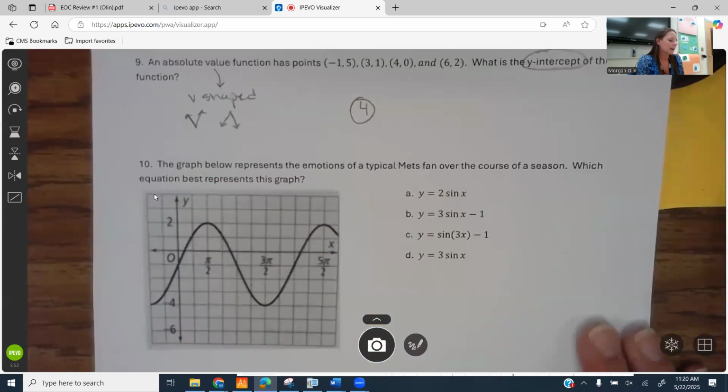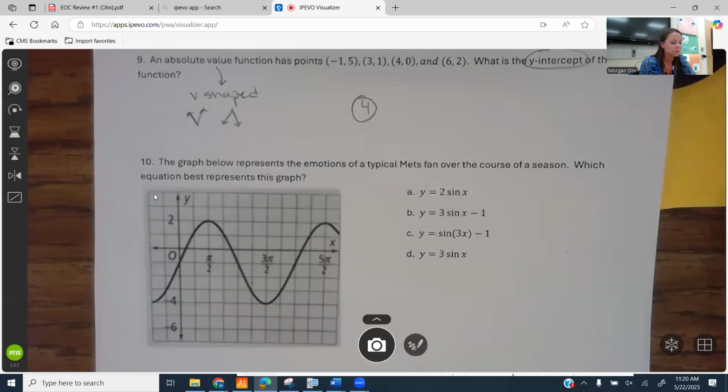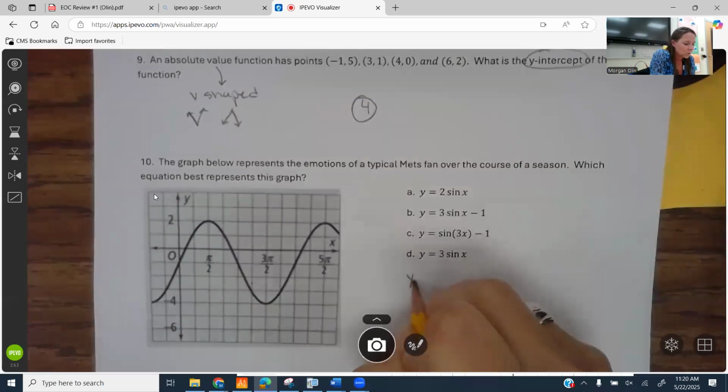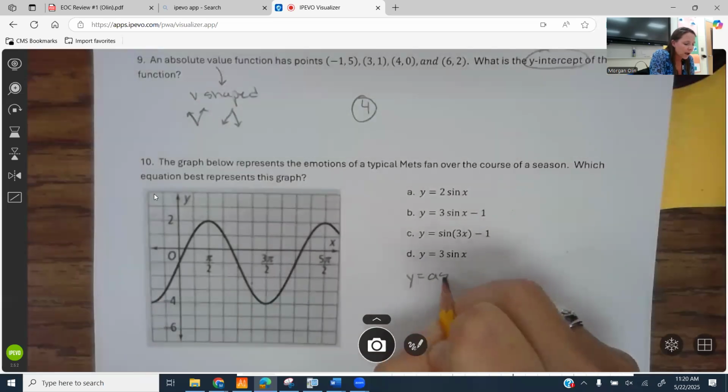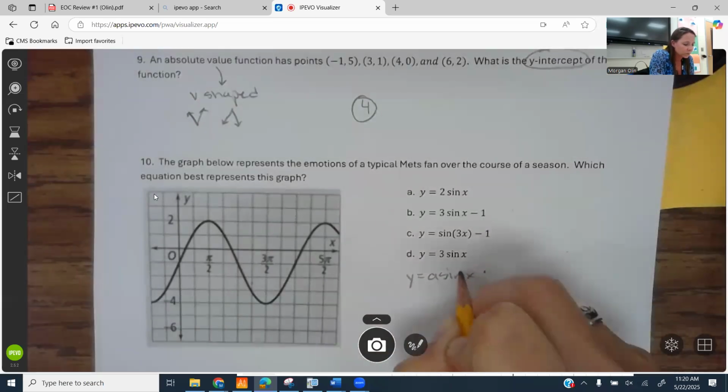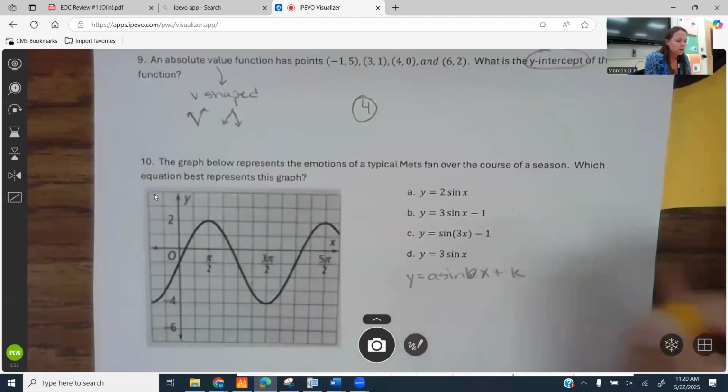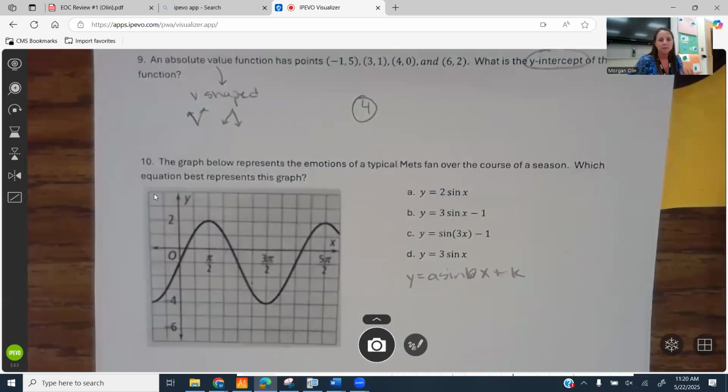All right, number 10. The graph below represents the emotions of typical Mets fans over the course of a season. Which equation best represents this graph? Now, I'm going to do this without a calculator first. Y equals, and remember how this is set up, A sin(Bx) plus K. You got to know what your A is, your B is, your K.